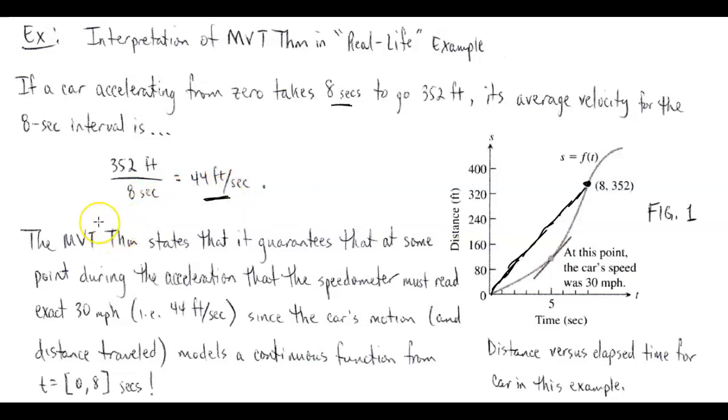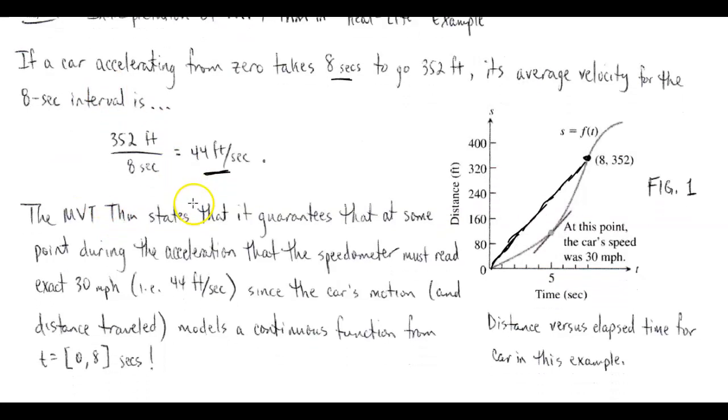Okay. Now, the mean value theorem is basically guaranteeing that if our car started at, let's say, 0 feet and went 352 feet in 8 seconds, never stopping at all, which is sort of modeling the function as being continuous from x equals 0 to x equals 8, then it guarantees us that at some point our car was going exactly 44 feet per second, or if we want to translate that to miles per hour, 30 miles per hour.